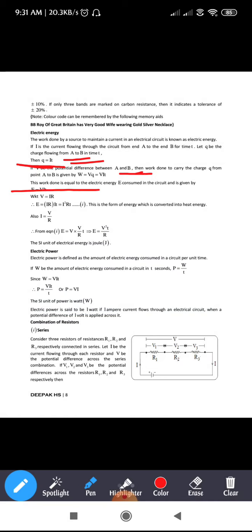That is nothing but E is equal to VIT. Okay, so this is the equation of electric energy. E is equal to VIT. The value of E is written in different ways by considering Ohm's law. As you know, Ohm's law is V is equal to IR. If we substitute that value of V in E is equal to VIT, it comes out to be E is equal to I square RT, which is the form of energy that is converted into heat.